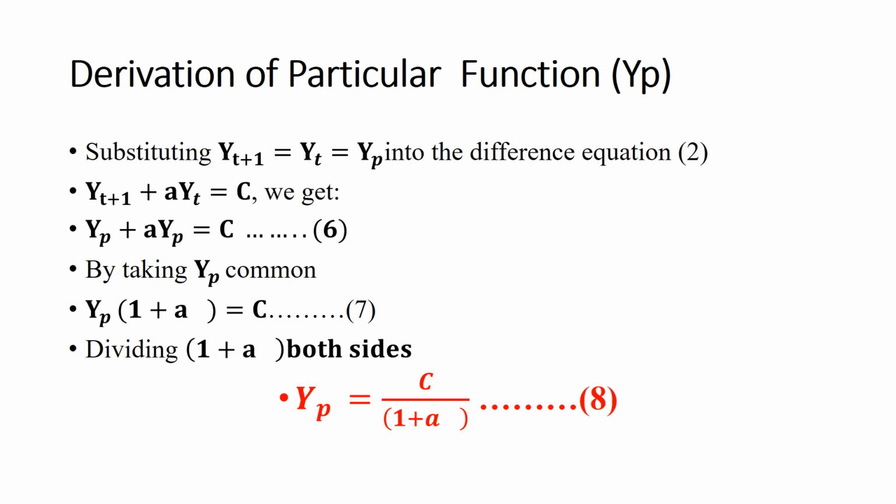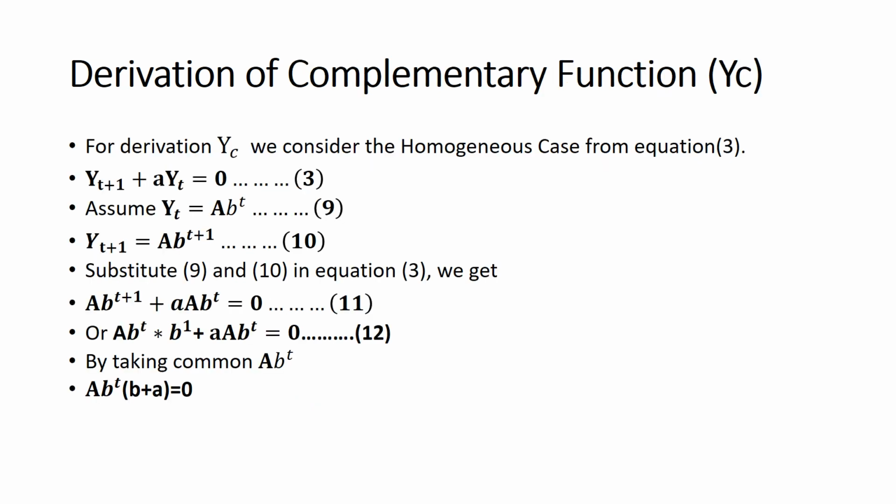Here we derive the yp. So yp is the constant value because c is the constant and a is the constant. So yp is the constant value or the equilibrium value. It is also called the intertemporal equilibrium. Our next target is to find the yc, that is the complementary function, derivation of the complementary function.